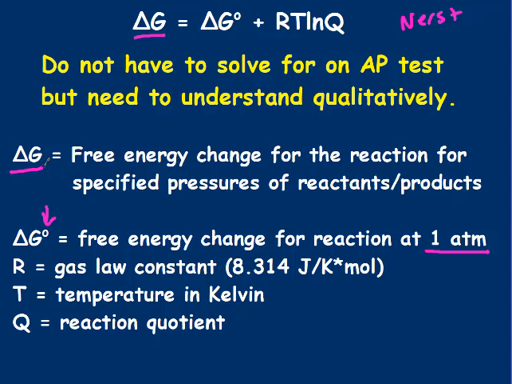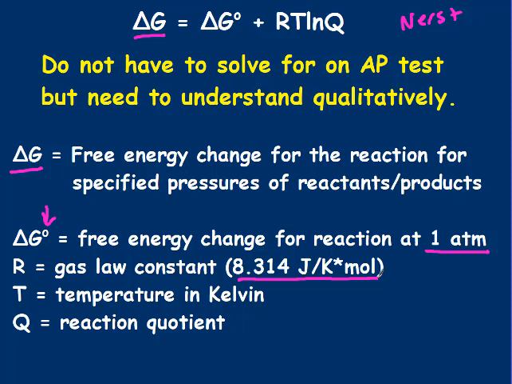R is a gas law constant, but for our gas law constant, we have to use the gas law constant that has joules in it, which was the kPa one, 8.314 joules per Kelvin times moles. Again, this constant is on your formula chart. T is temperature, and it must be in Kelvin, and Q is our reaction quotient.